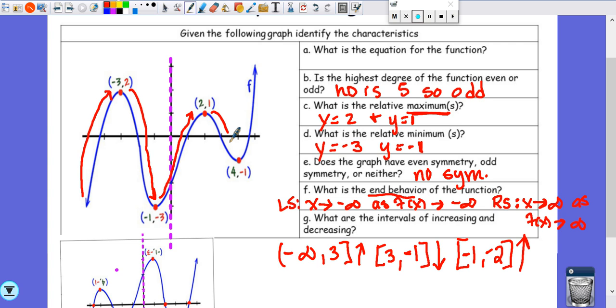And then I'm going to go down from there. I'm going to say from 2 to the next x value, 4, the graph is decreasing. And then from 4 to positive infinity, because the x value here is going to go on forever, the graph is going to increase. And never put infinity in brackets because it never stops. It keeps going. The only things that go in brackets are numbers that are included in the set.